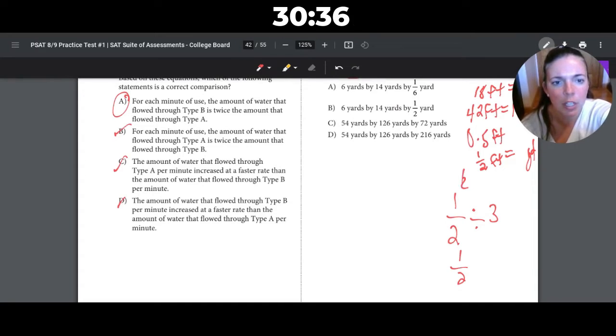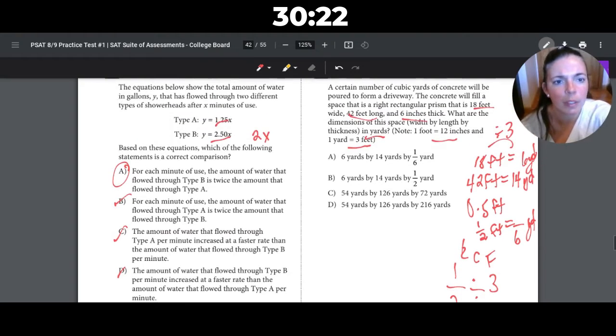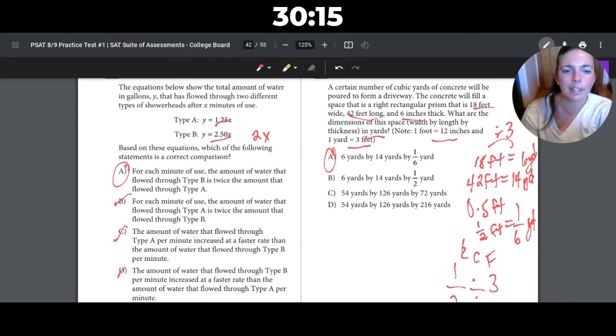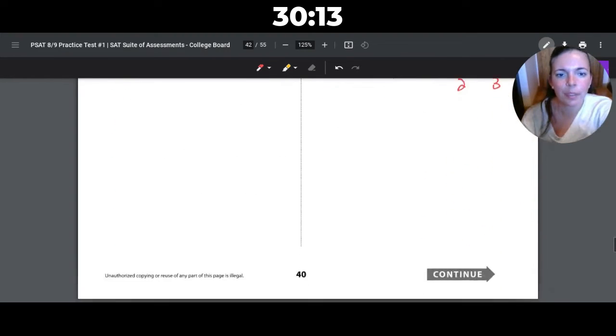Keep, change, flip. So keep the first one, change to multiplication, and flip. Okay, yeah, that makes sense. So 1/6 of a yard. So it looks like 6 by 14 by 1/6. Do we see that here? Yes, perfect. Okay, A it is.